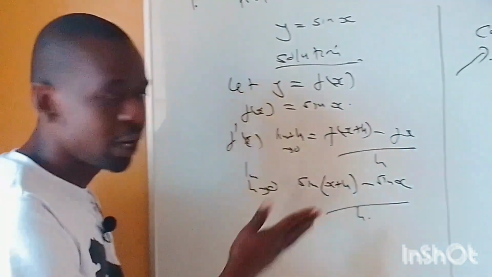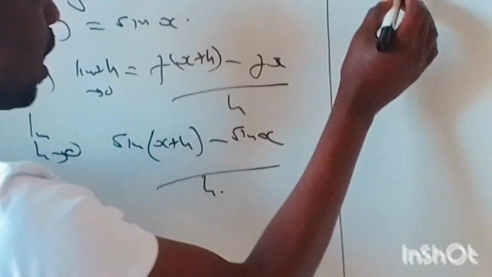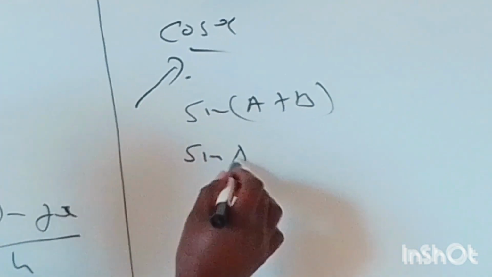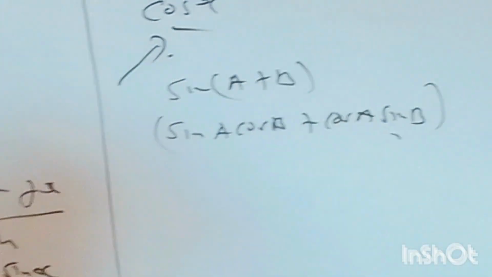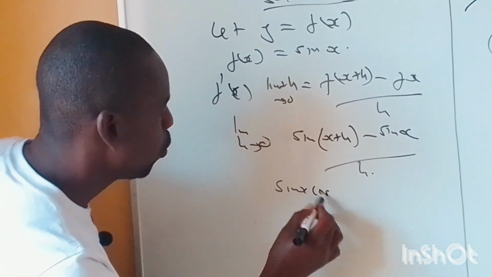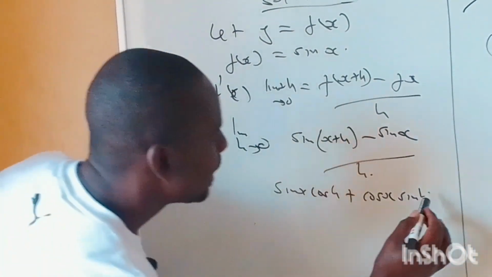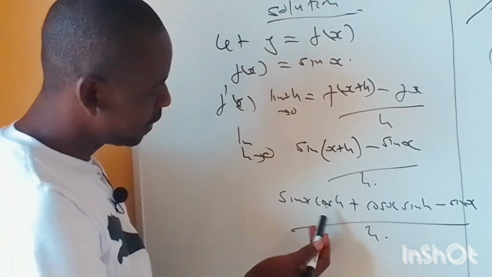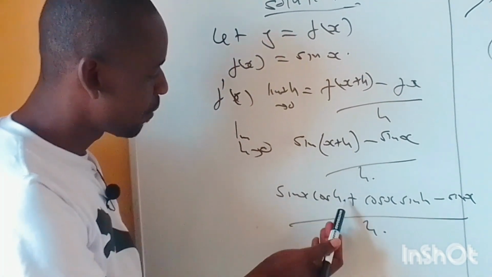But I can see there's something here that you can also see coming out, the sum of angles. We know that when you have sine of a plus b, the identity we can use is sine a cos b plus cos a sine b. So that is what we want to apply here. We are going to have sine of x cos of h plus cos of x sine of h, minus sine of x, all over h. Now this is not hyperbolic, this is not cosh, this is just cos of h.